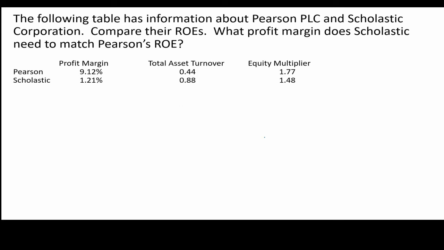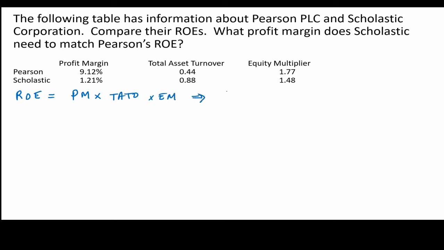We're given information about Pearson and Scholastic in this table. We're asked what is the ROE of Pearson and Scholastic, and then what Scholastic needs to do with its profit margin to match Pearson's ROE. Let's review the DuPont equation, which says that the ROE is equal to the profit margin times the total asset turnover times the equity multiplier.